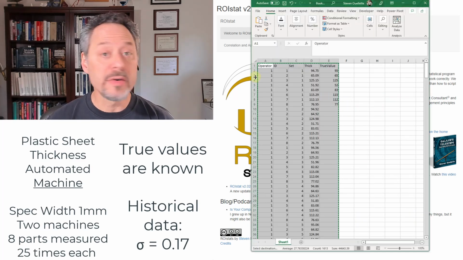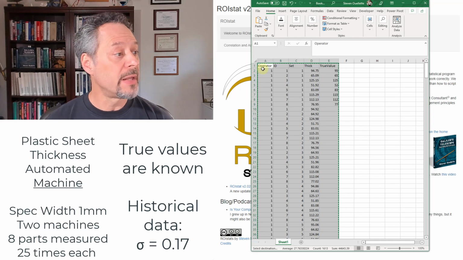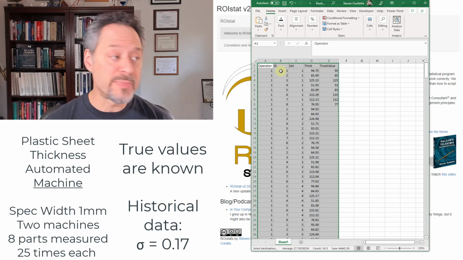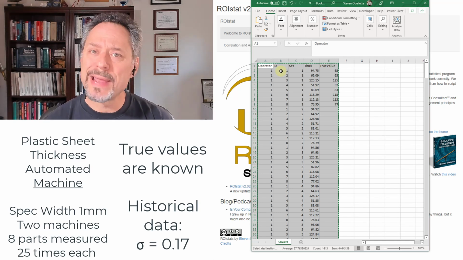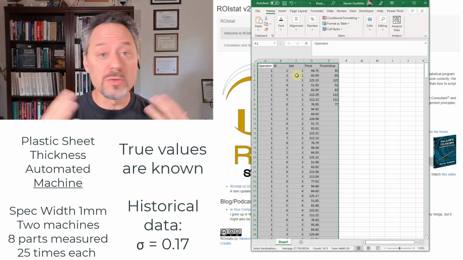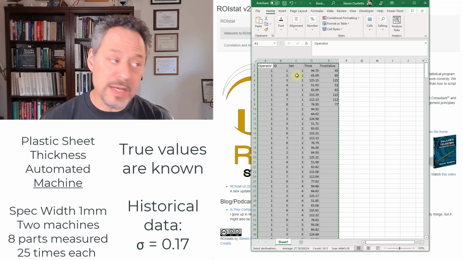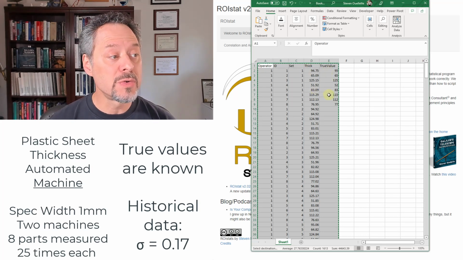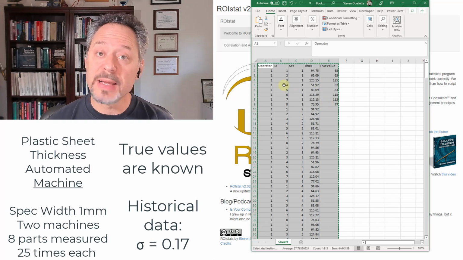And you can see I have it already highlighted here. So we've got the operator, in this case, 2 different automated machines. The ID, which is just the identification of the particular part itself, which we hide from the operator, but in this case, they're machines, so we just randomize them. The set, so that's the observation, so I do maybe one day to the next day, and then the actual measurements themselves. And up here, I've got the true values associated with their particular ID numbers.